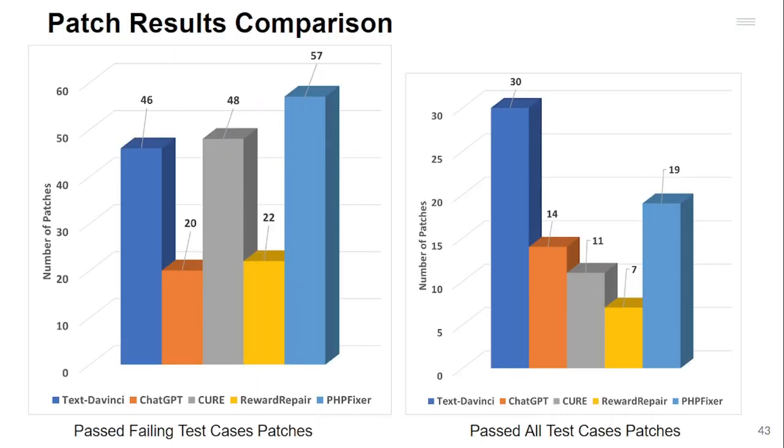Let's look at the result comparison. Here, the first chart shows the results of patches that passed the failing test case. In that case, our tool has the highest result with 57 patches. The second chart shows the results of patches that passed all the test cases. In this case, TextDaVinci has the most plausible patches, which is 30, but if we consider the existing APR tools only, our PHP Fixer has the highest result of 19 patches.